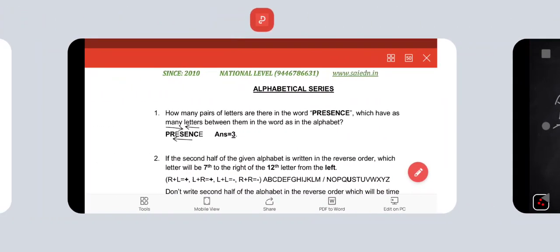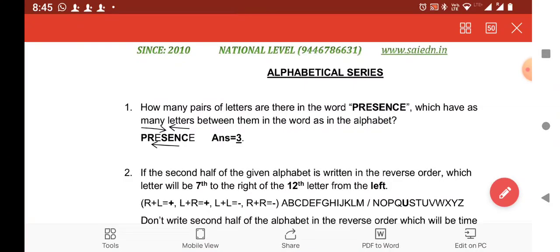Then let us see how to do the second question. The second question: if the second half of the given alphabet is written in the reverse order, which letter will be the seventh to the right of the 12th letter from the left? As we know the alphabet A to Z. If the second half is written in reverse order, the first part we write as it is, then the second part in reverse order. Then which letter will be seventh to the right of the 12th letter from the left? Let us see how to do it.